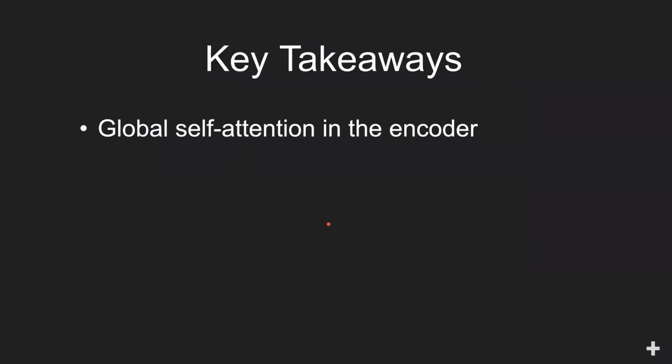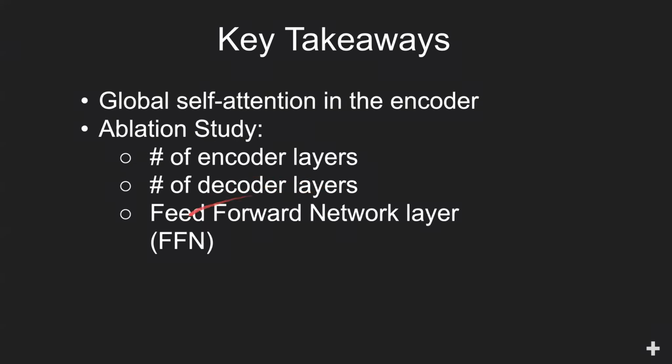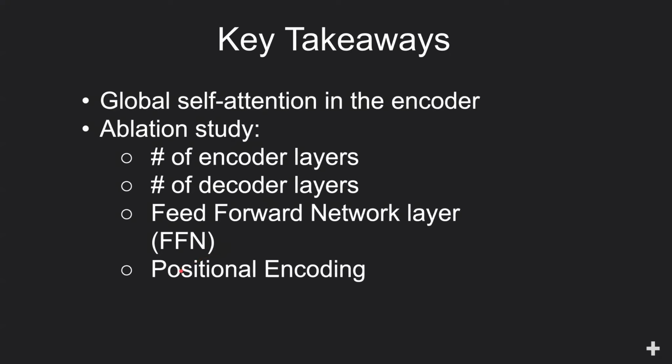In conclusion, the most important components are the global self-attention and the encoder. And from the ablation study, we know that the number of encoder layers, even one, made a significant improvement. The number of decoder layers, the more the better up to a certain point. The feed-forward network, removing it might decrease the number of parameters, but the accuracy will suffer. Positional encodings, these are required and cannot be removed.